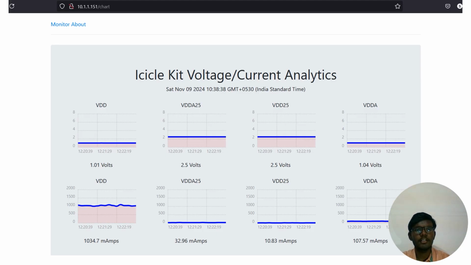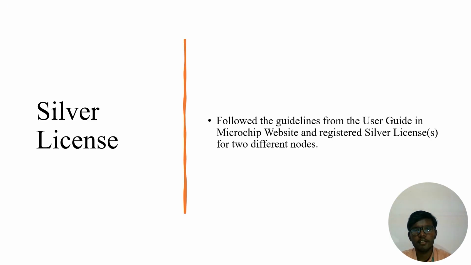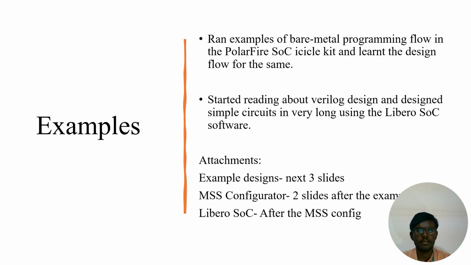And this was the first web server, which was pre-built along with the Icicle kit. It shows a sensor analysis of current and voltage at various points in the Icicle kit. So after this, we went to software setup, where we set up Libero SoC, which required a Silver license, and we went through the user guide on the Microchip website and registered a Silver license for two different nodes. And then we ran a few examples of bare metal programming through various GitHub repositories, where we got some support.